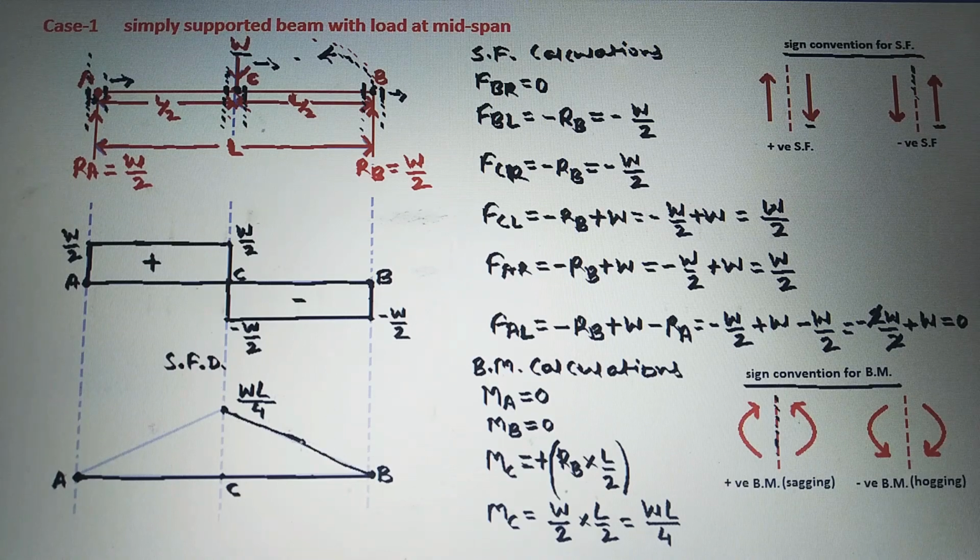Next we will join A and C. There is no loading between A and C, so the bending moment diagram will be an inclined straight line. Now this is the bending moment diagram. Next, this whole portion is above the baseline here, so we will write here this is positive, and then we will write here this is the bending moment diagram, that is BMD, for this simply supported beam with load at mid span.